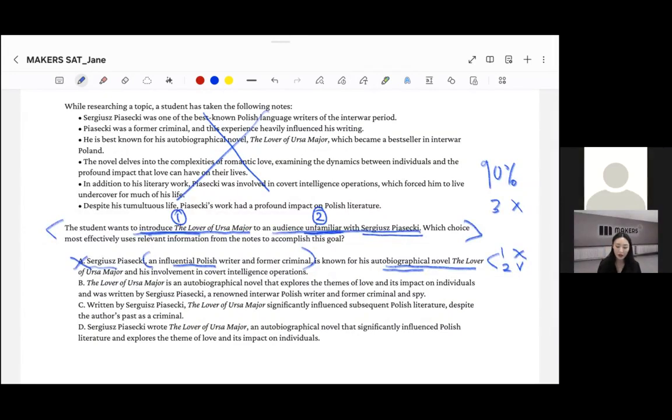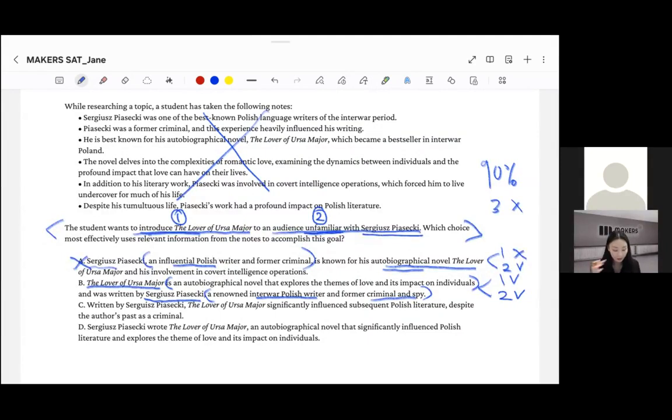B. The Lover of Ursa Major is an autobiographical novel that explores the themes of love and its impact on individuals, and was written by Sergiusz Piasecki, a renowned interwar Polish writer and former criminal and spy. It is addressing this as a novel that explores the themes of love and its impact on individuals, which sounds like a proper introduction to this book. And then it also tells us who he is: a Polish writer, criminal, and spy. So it has successfully addressed both point 1 and 2. So I would keep this.